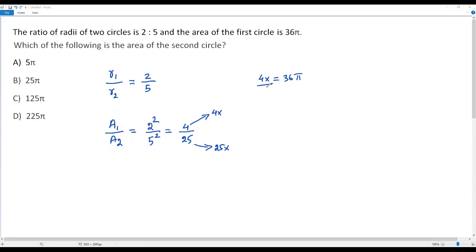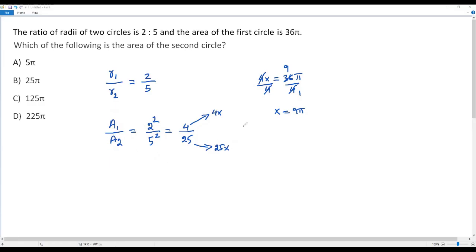Now let me divide both sides of this equation by 4 to solve for x. This 4 will cancel out. 4 goes into 4 1 times, 4 goes into 36 9 times. I am getting x equals to 9 pi. Now we can plug in this 9 pi for x over here to get the area of the second circle, because this 25x represents the area of the second circle.